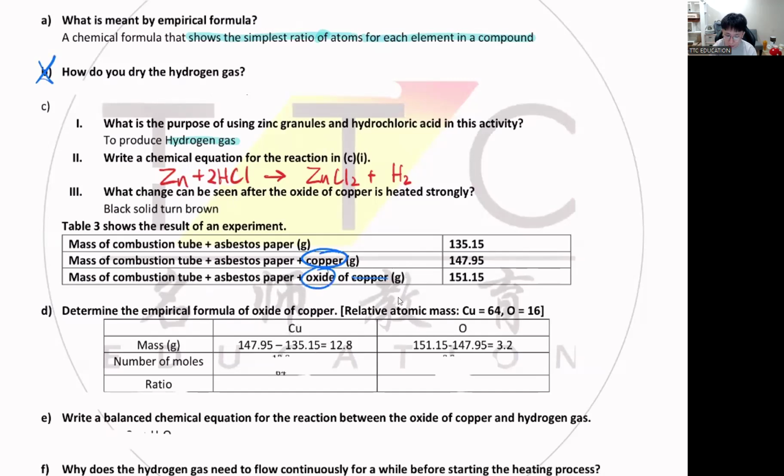147.95. Means I will say something like that. So this one is 1, this one 2, this one 3. To find copper is 2 minus 1. To find oxygen is 3 minus 2.